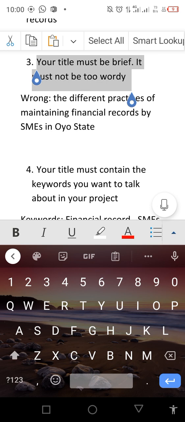Your title must be concise. Your title must be brief. It must not be too wordy. It must be something your readers will be able to read at a glance, within seconds. If your readers are spending a minute, 2 minutes reading your research title, just know that it's no longer a title.